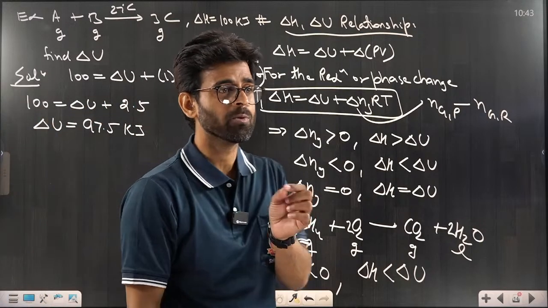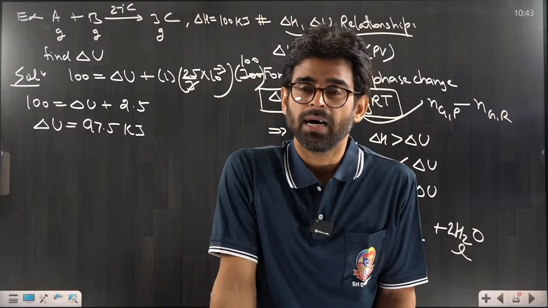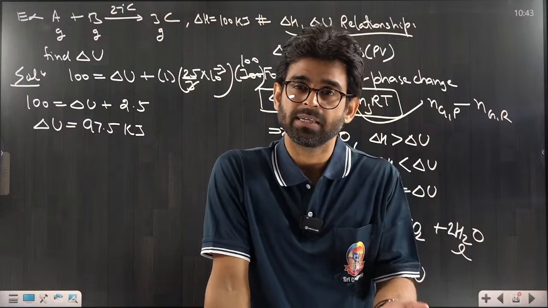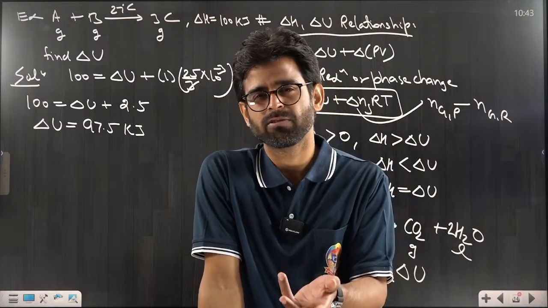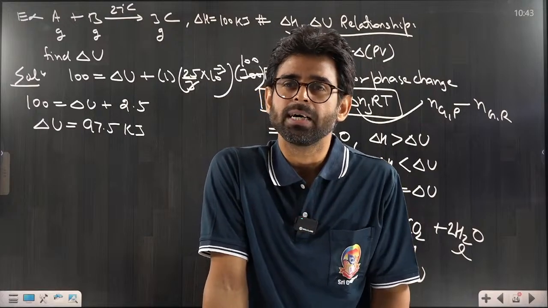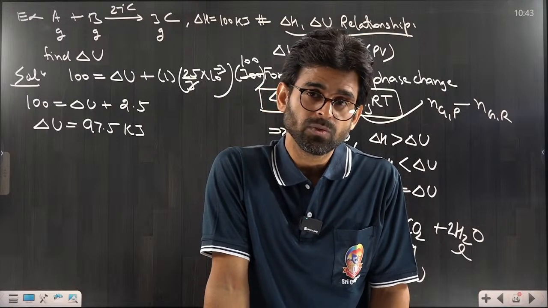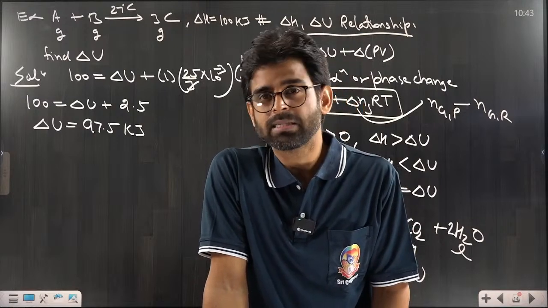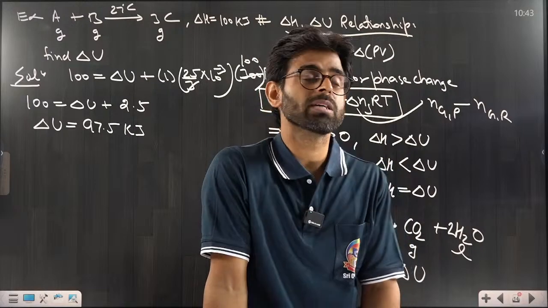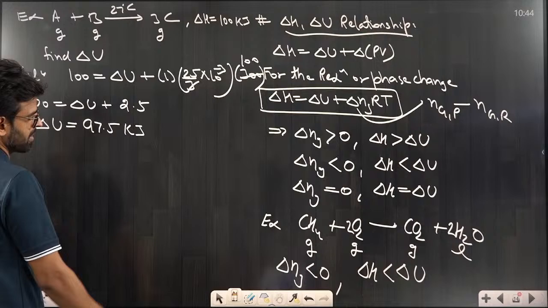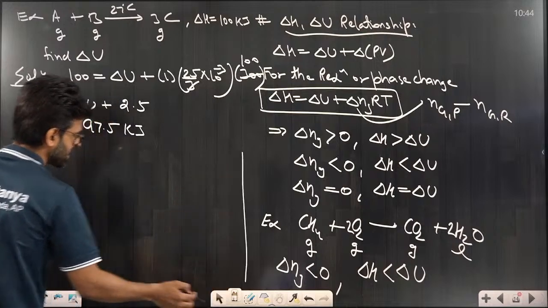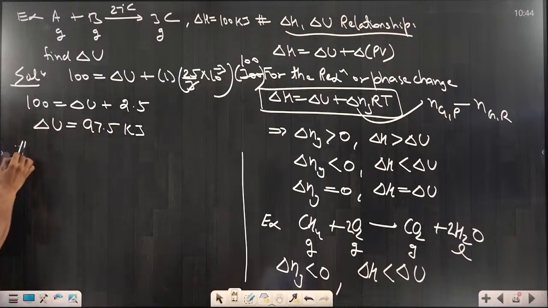Use R properly. Don't put some random units of R. If you are using energy in joules, take 25 by 3, that is 8.314. If you are using kilojoules, then use 25 by 3 into 10 to the power minus 3. If you are using other units, use R accordingly. Clear, bache?